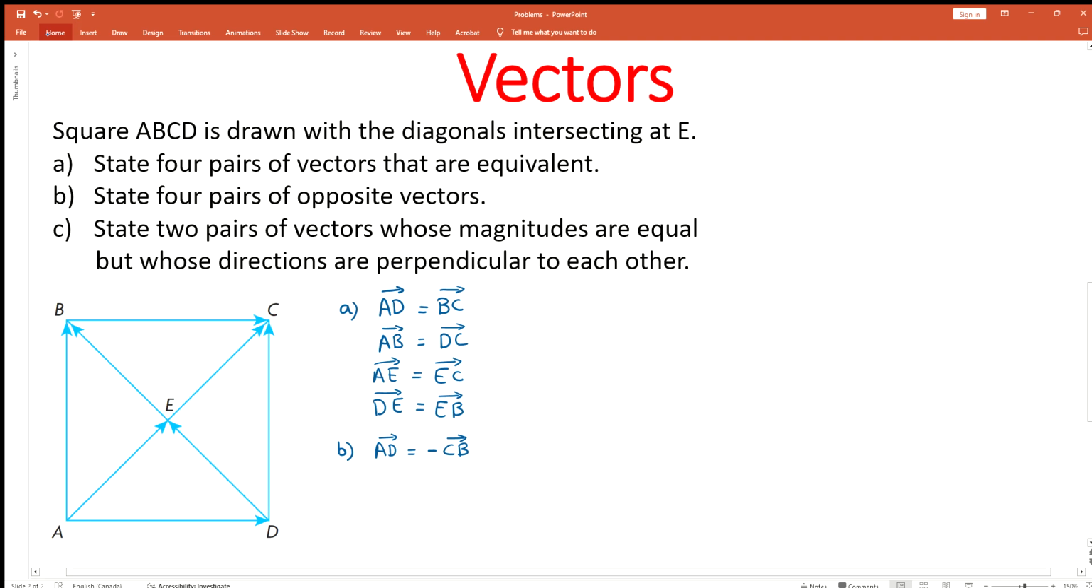Now we can identify the next pair of opposite vectors. As we discussed earlier, vector AB is equal to vector DC. Vector DC is opposite to vector CD. That means another pair of opposite vectors are AB and CD.